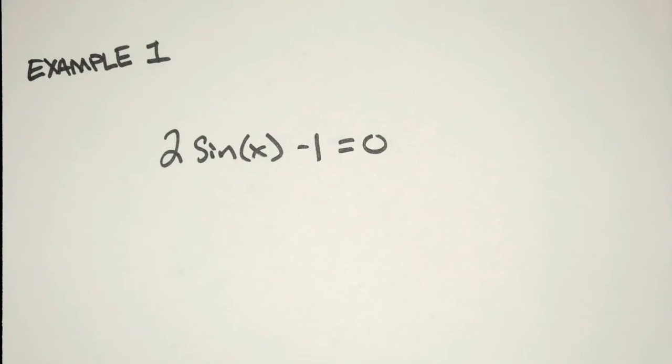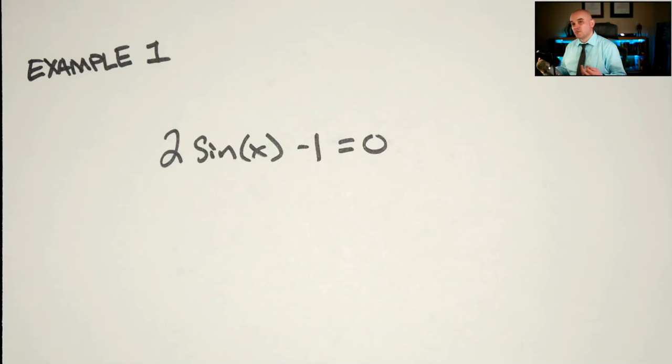Hello, today I'm going to take you through solving trig equations, and we're going to go through several examples. Let's look at our first one. This is going to be 2 times the sine of x minus 1 equals 0. I want to solve this for x, and we're going to see that there are infinitely many solutions, but we're going to keep this between 0 and 2 pi. Most of these are between 0 and 2 pi, though sometimes we'll change it up.